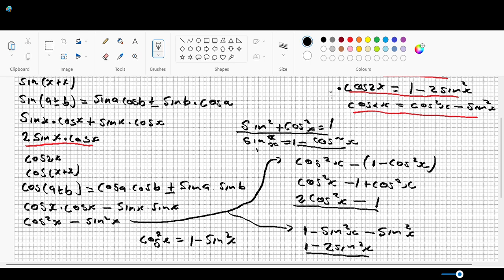This one right there. This one right here. So basically, this is how you derive the double angles. Guys, I hope you understand.